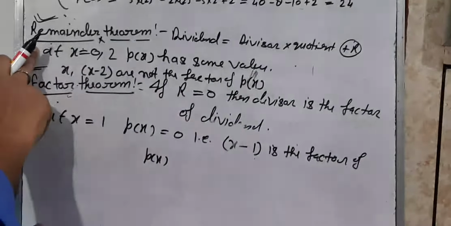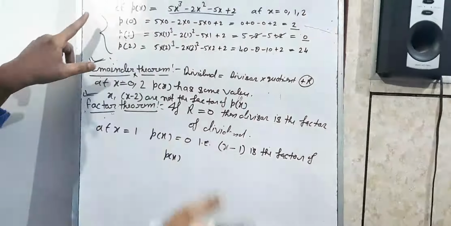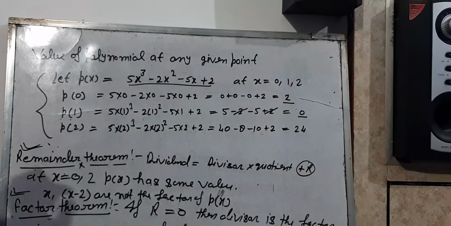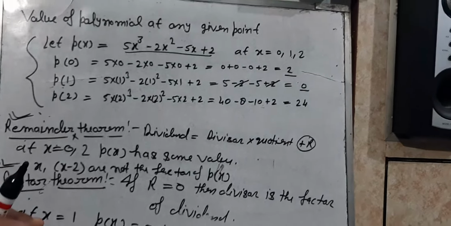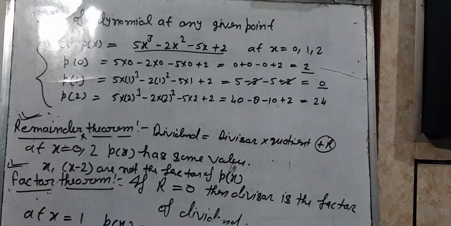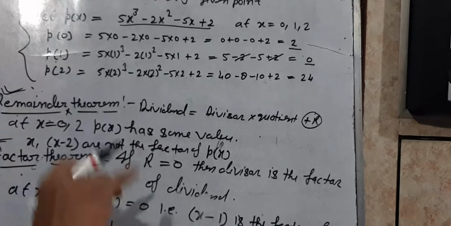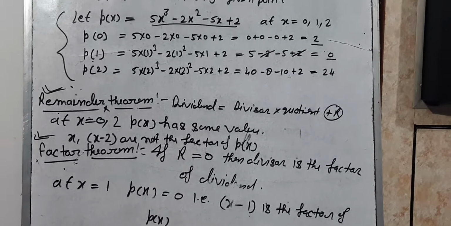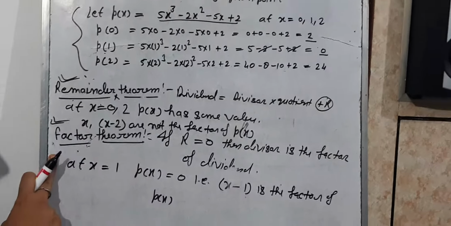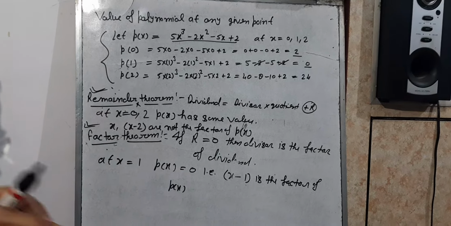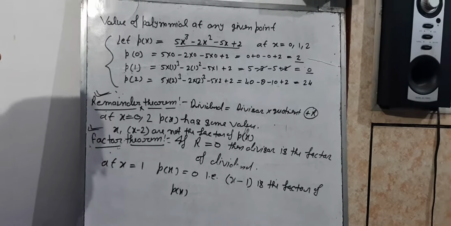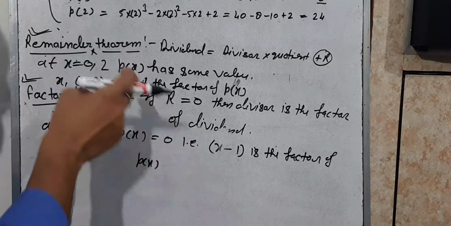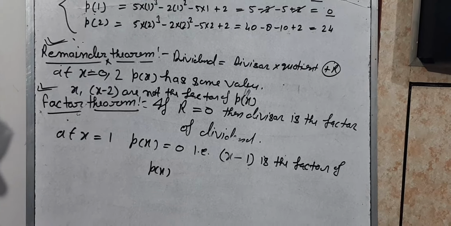Understood? In exercise 2.2 you have to find the value of the polynomial p(x). In exercise 2.3, and maybe 2.4, I am not sure, you are to find the factor by the factor theorem and the remainder theorem. You are to use these two theorems. If by putting a value of x, p(x) equals 0, it will be the factor theorem. If it does not equal 0, it will be the remainder theorem. Okay, that's enough for today.